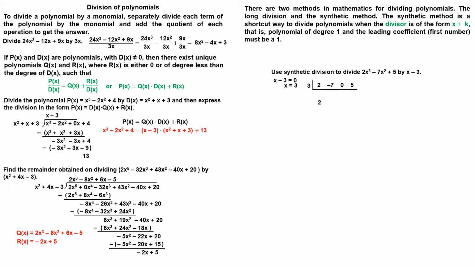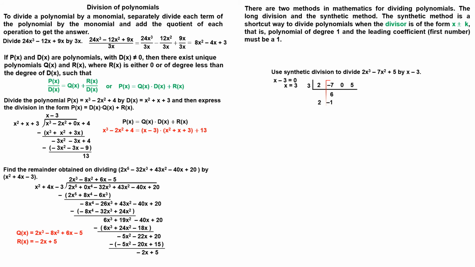Multiply 3 by the value just written on the bottom row. In this case, we multiply 3 by 2. And we place this value right beneath the next coefficient in the dividend. Add the two numbers together and write the result on the line below next to number 2.